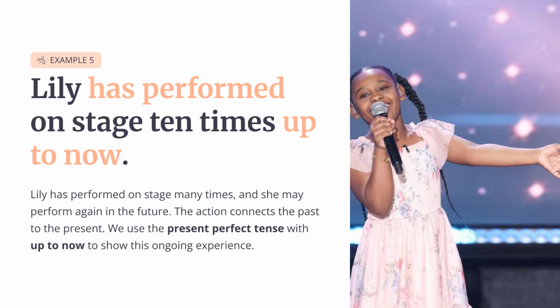Lily has performed on stage 10 times up to now. Lily has performed on stage many times, and she may perform again in the future. The action connects her past experiences to the present moment. We use the present perfect tense with up to now to show this ongoing experience.